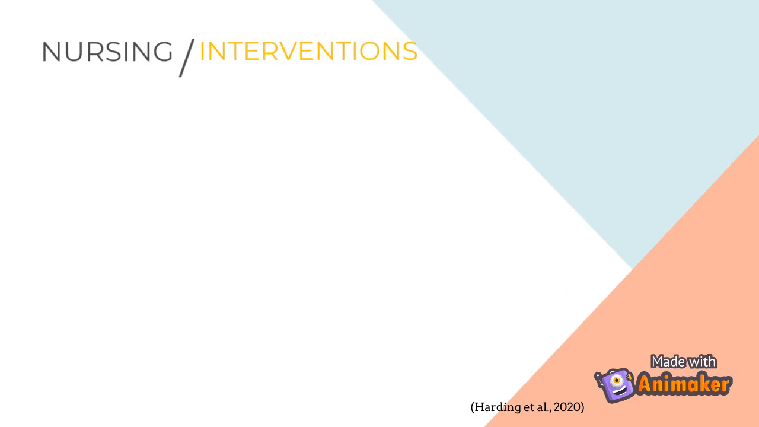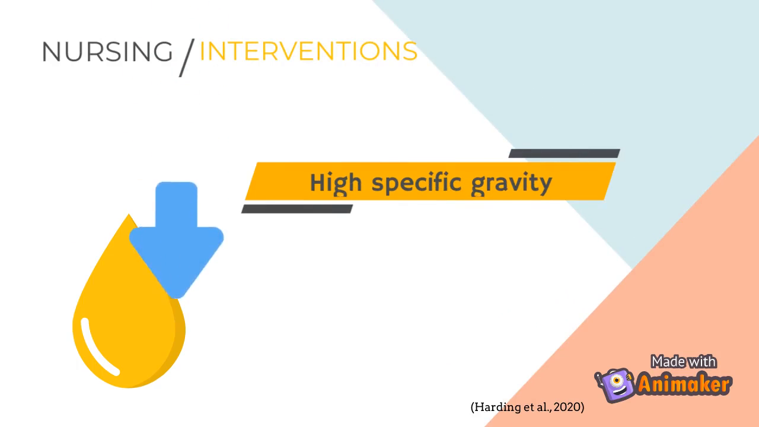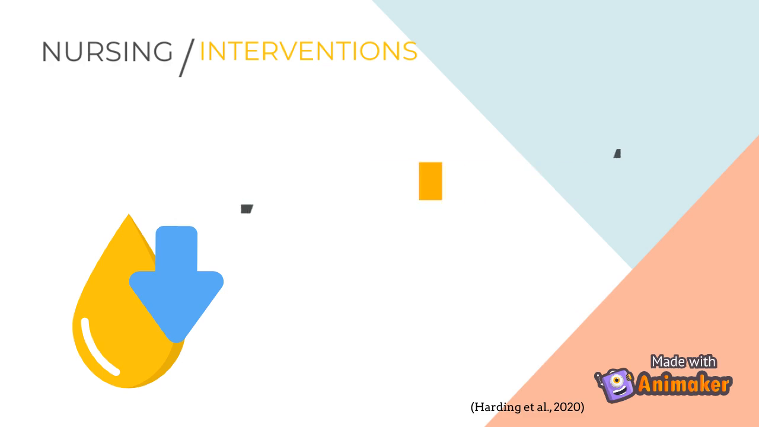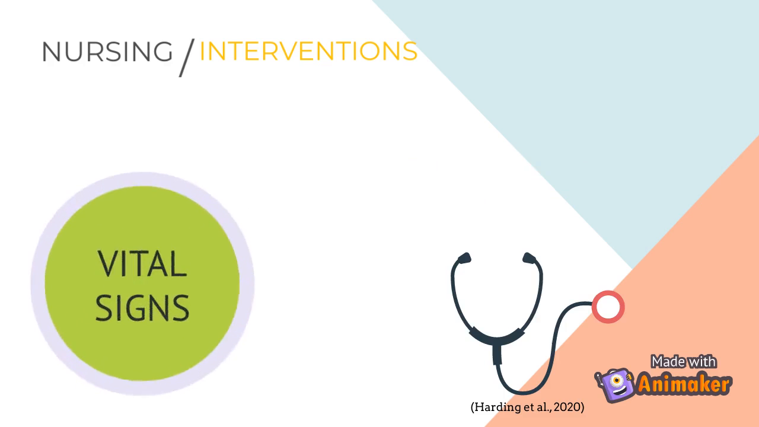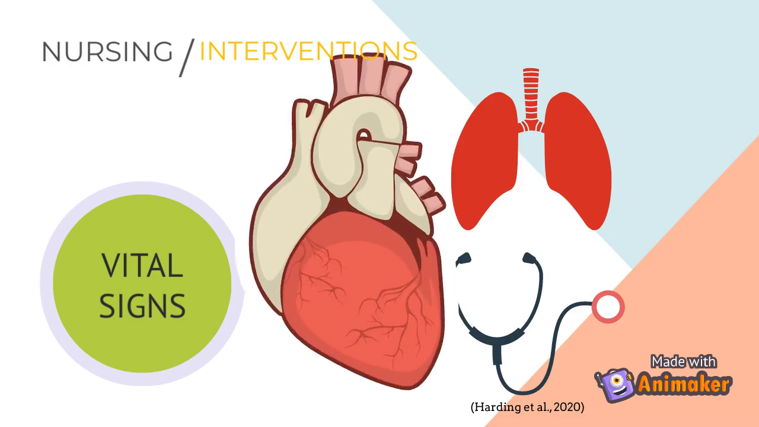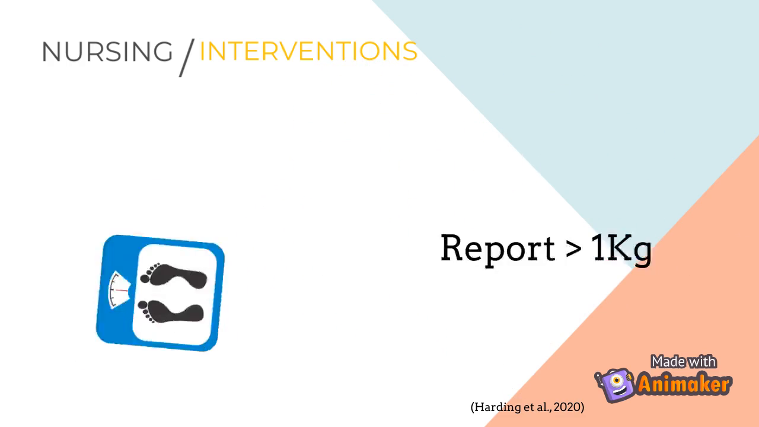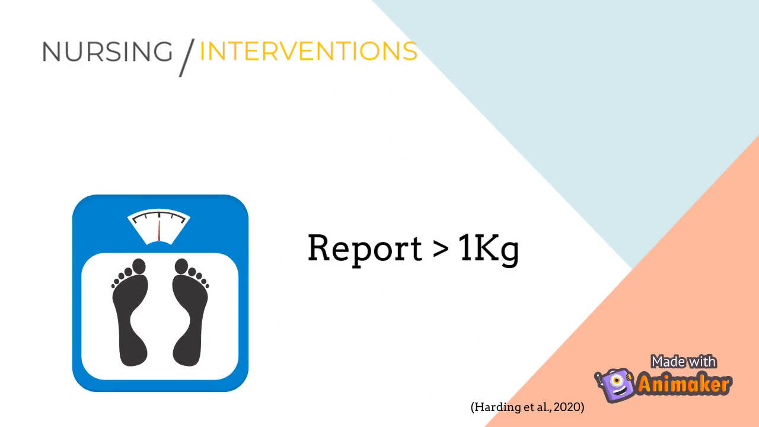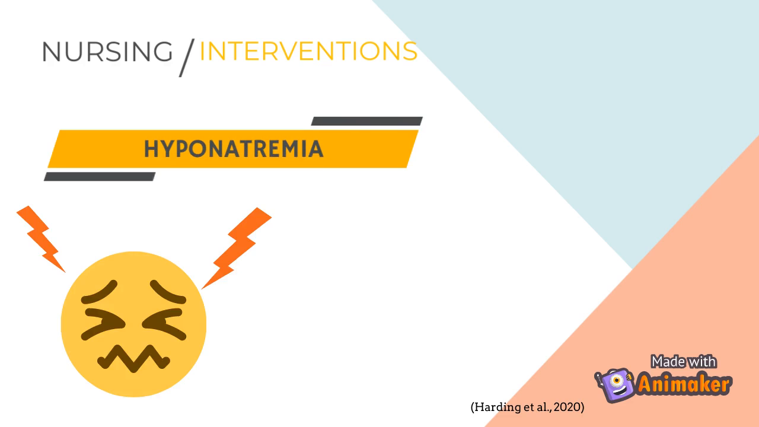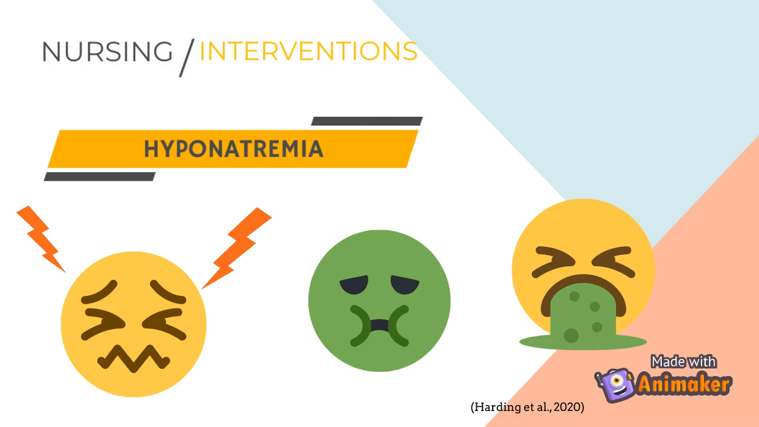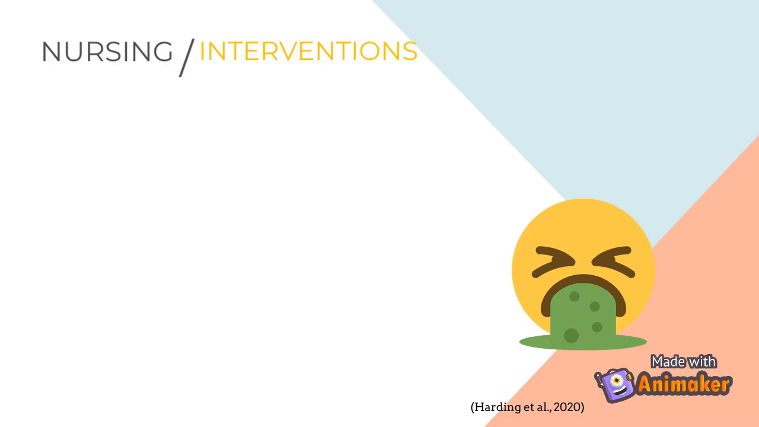Now, let's talk about nursing intervention. The nurse will observe low urine output with a high specific gravity, a sudden weight gain without edema, and a decreased serum sodium level. Monitor intake and output, vital signs, auscultate heart and lung sounds, obtain daily weight, and report weight gain above 1 kilogram. Observe for signs of hyponatremia, which include seizures, headache, vomiting, and decrease in neurological function.